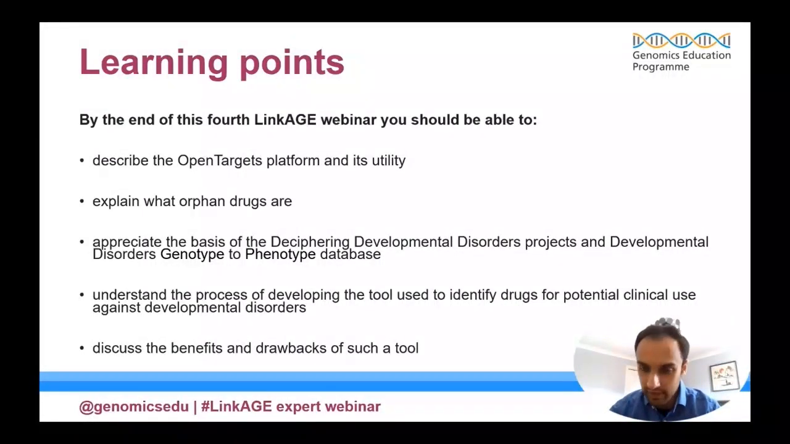Now, hopefully at this point, you should be able to describe the Open Targets platform and its utility, explain what orphan drugs are, appreciate the basis of the DDD project and the DDG2P database, and understand the process that I undertook to develop the algorithm I had mentioned and its potential clinical use in the fight against developmental disorders.